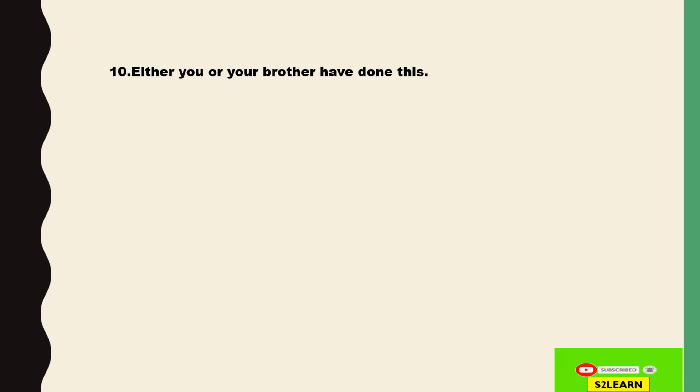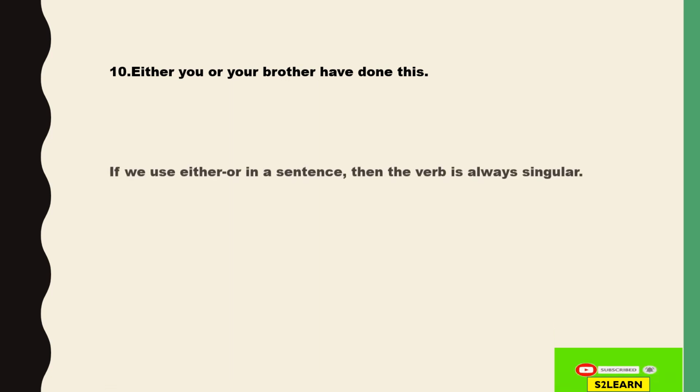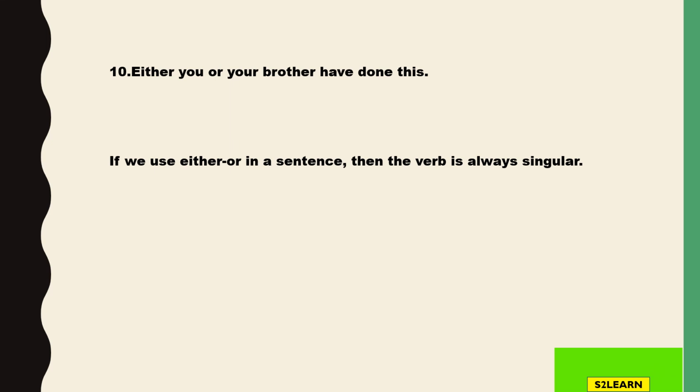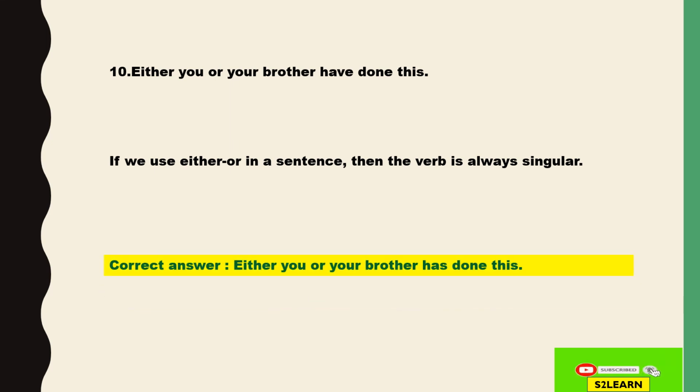Last, either you or your brother have done this. Here also we are going to apply the same subject verb agreement rule. If we use either-or in a sentence, the verb is always singular. I have used a plural verb here, which is the wrong one. So either you or your brother has done this. I hope you are clear with all the sentences, how we spotted an error, how we applied the rules of subject verb agreement. I have also taken two to three tricky questions where you have to understand or note some points and keep them in mind.